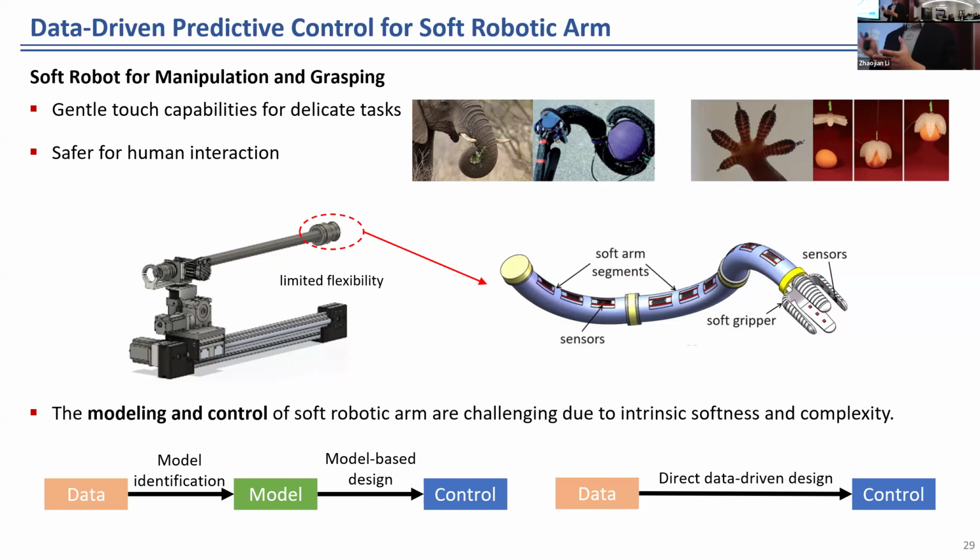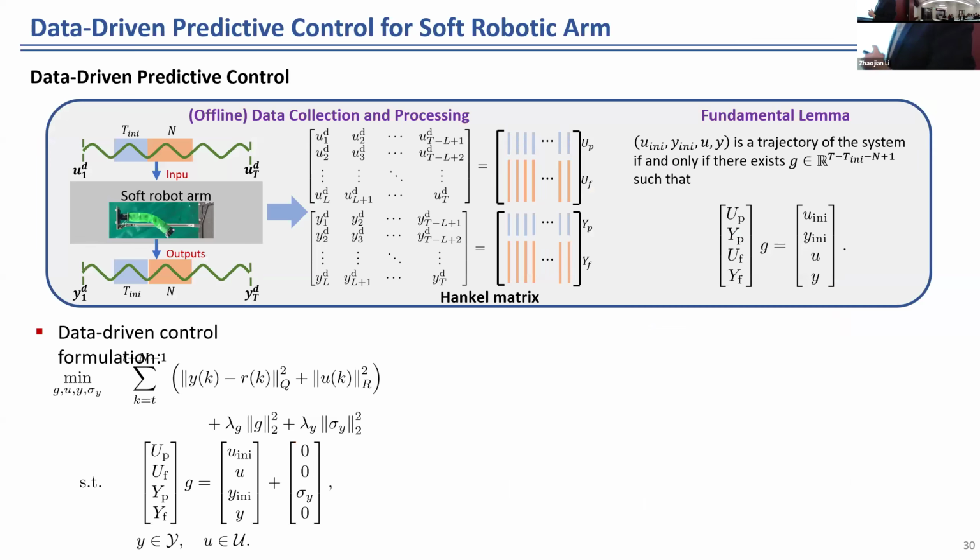So the idea of using data-driven, data-enabled predictive control, which I'm going to show here, is that it does not require an explicit model of the system. All we need to do is collect input and output data. This is the soft robot arm we fabricated, and we give the inputs, which are the pressures of the chambers, and collect the outputs, which are the movements of the markers at the end. This is the data collection process, and this is the data-enabled predictive control, or DeePC, approach.